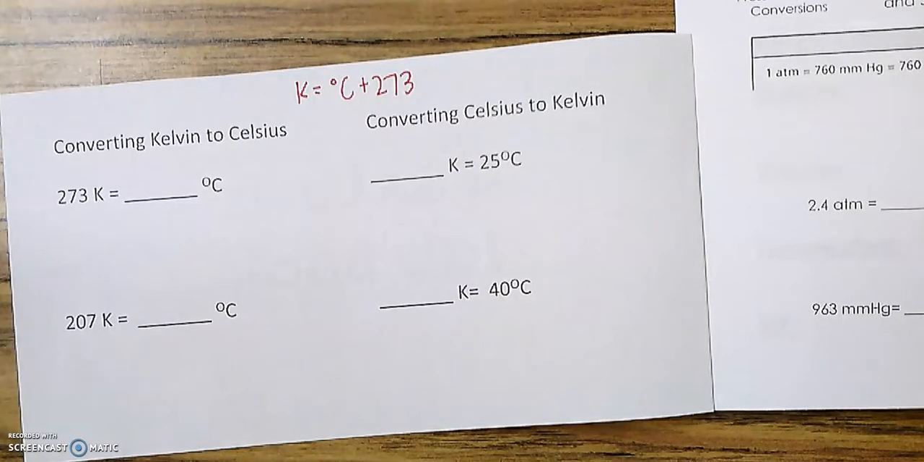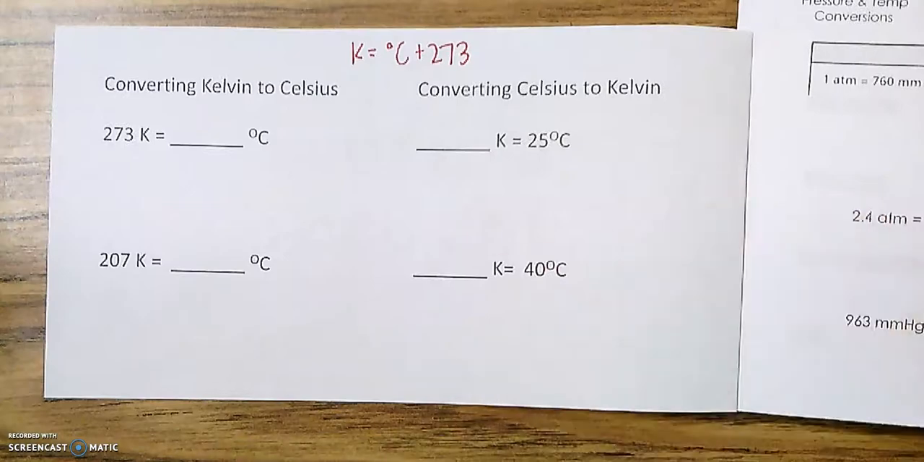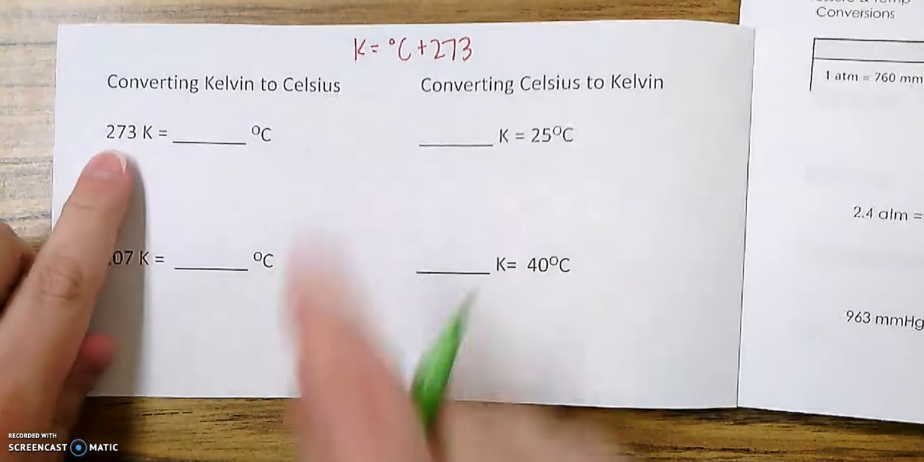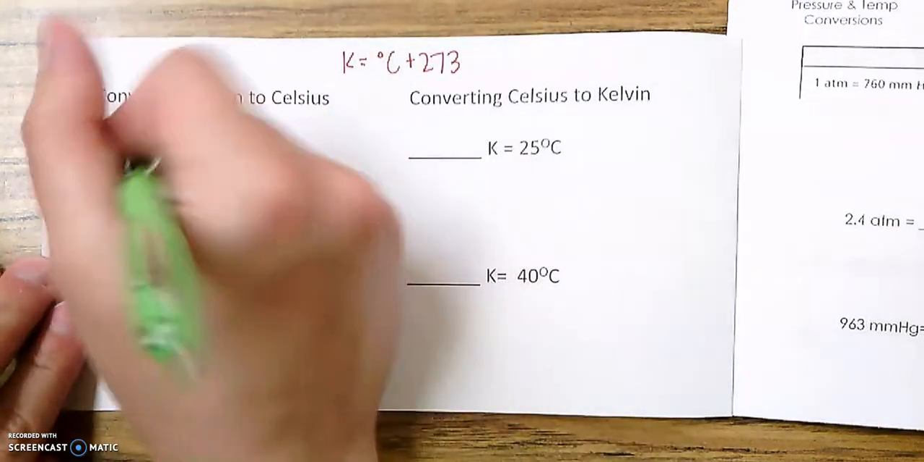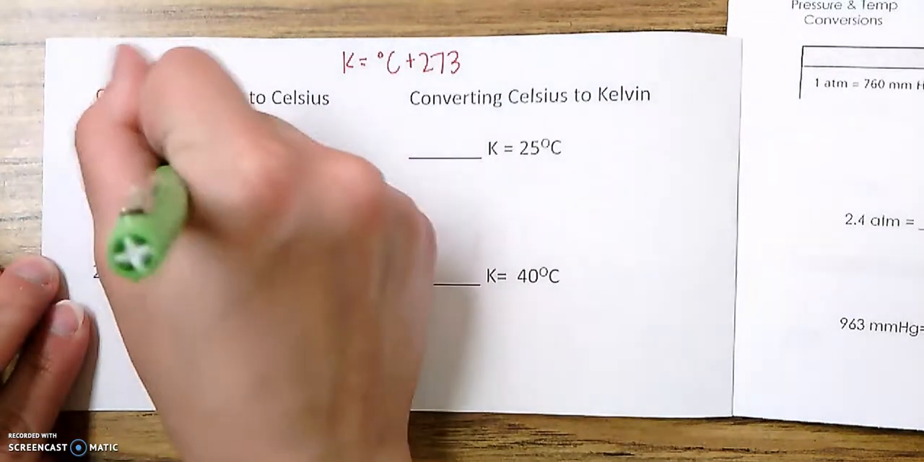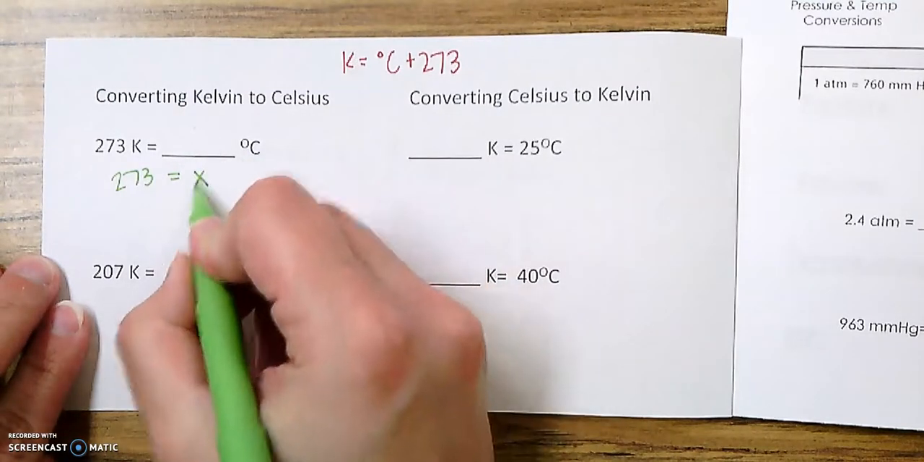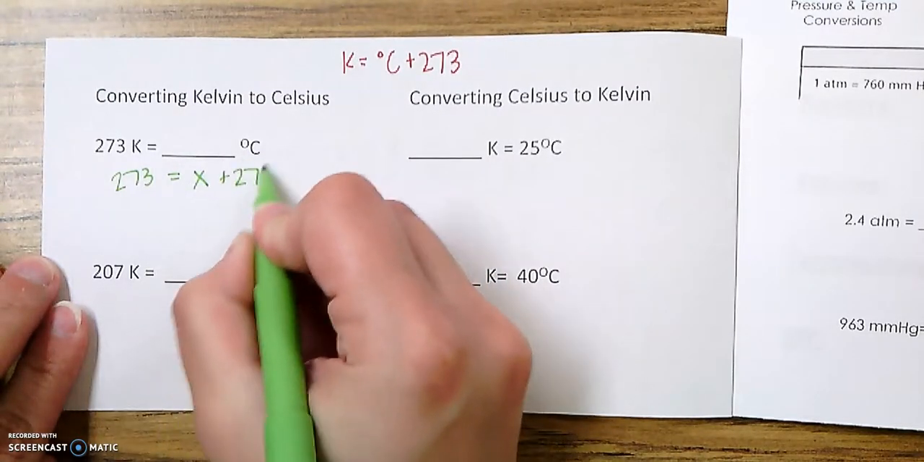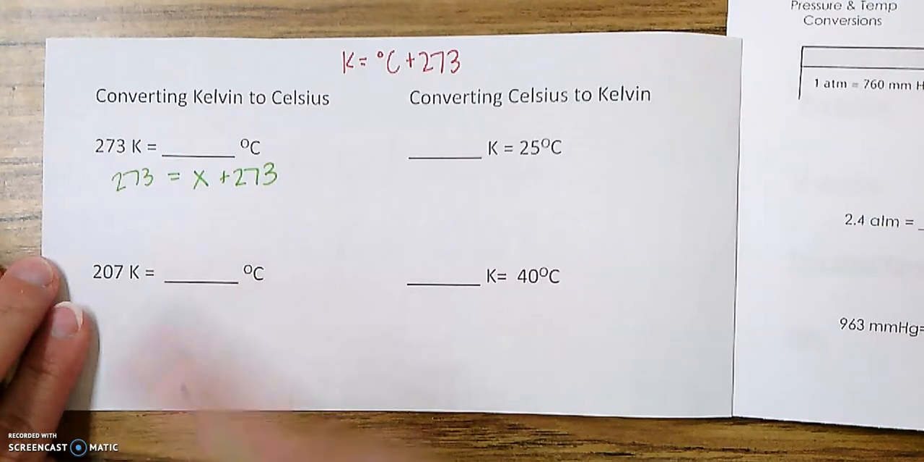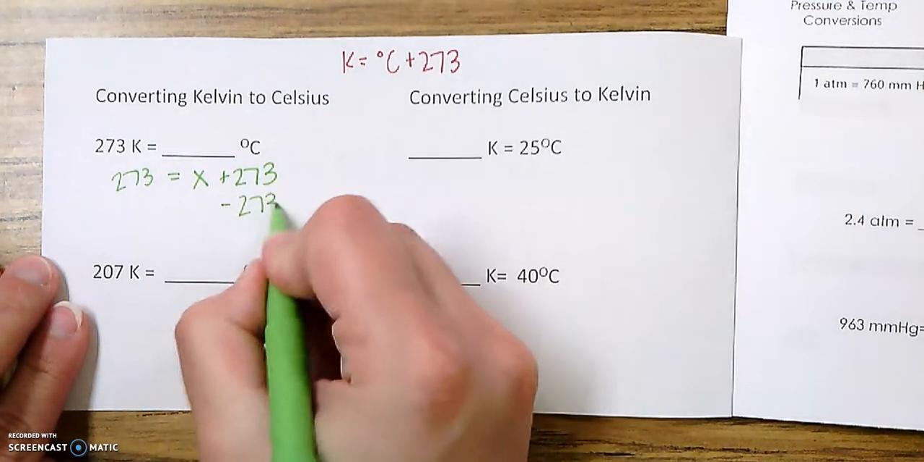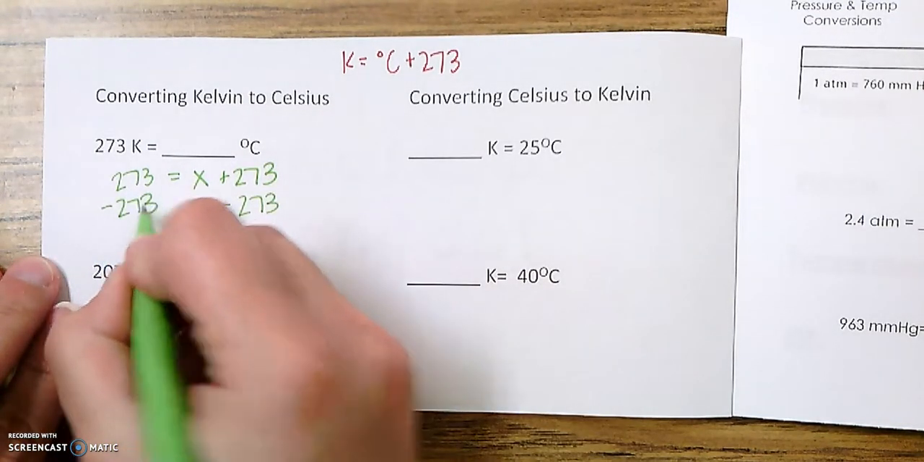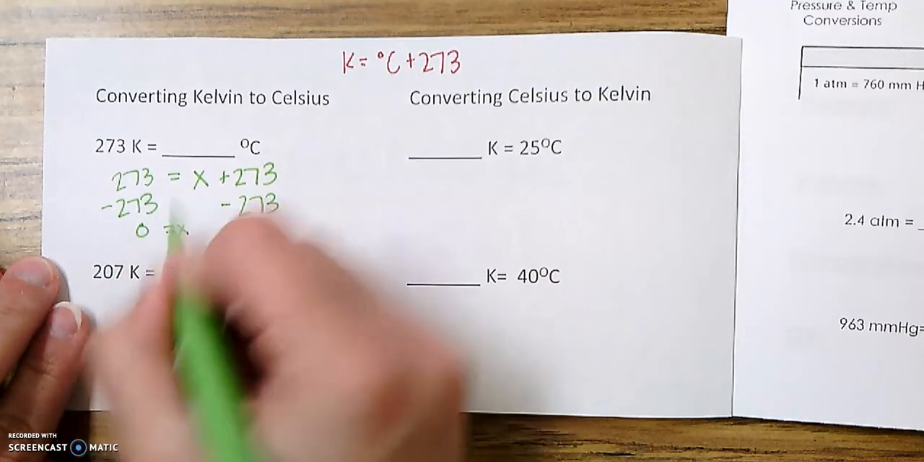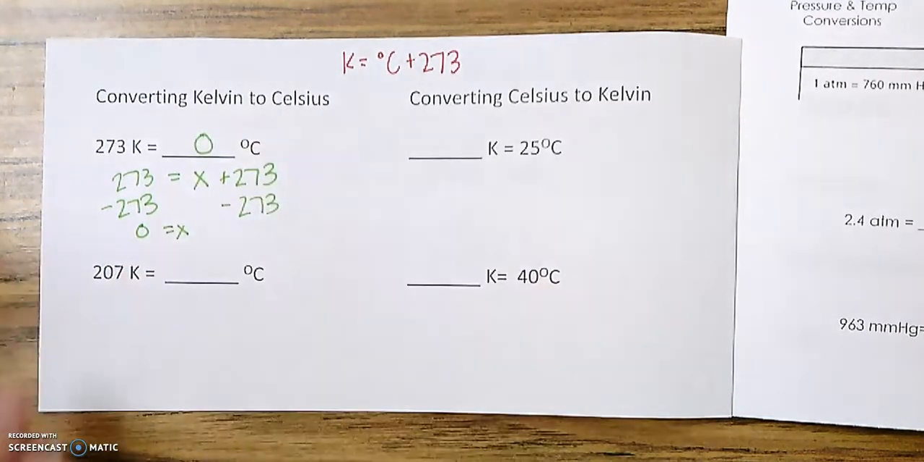So let's jump into some examples here. So we are saying 273 Kelvin, so I'm going to put that in for my K. I don't know my Celsius, so I'm going to put an X plus 273. I need to get X by itself, so I'm going to subtract 273. And I get 0 equals X, so I'm just going to put 0 there. Now there is no way to make 0 have sig figs, so I'm just going to write 0.